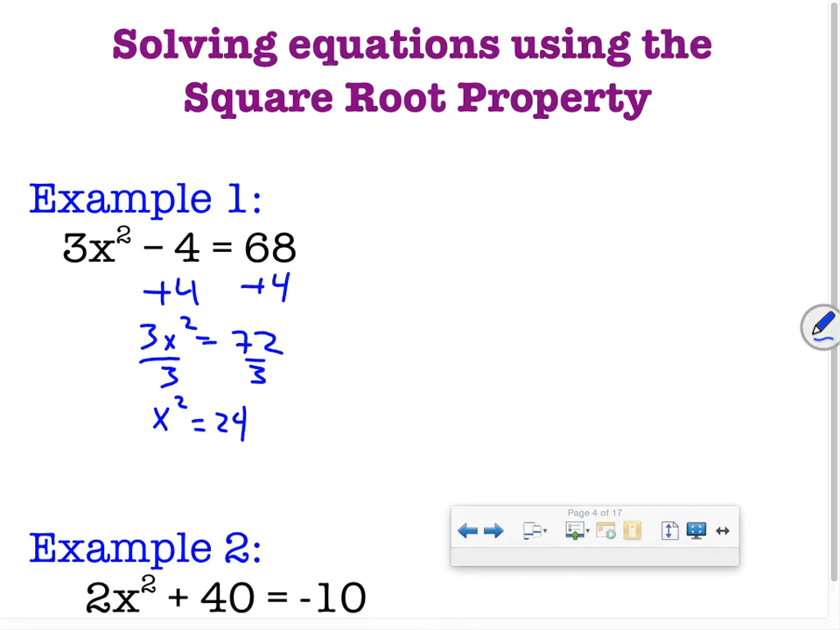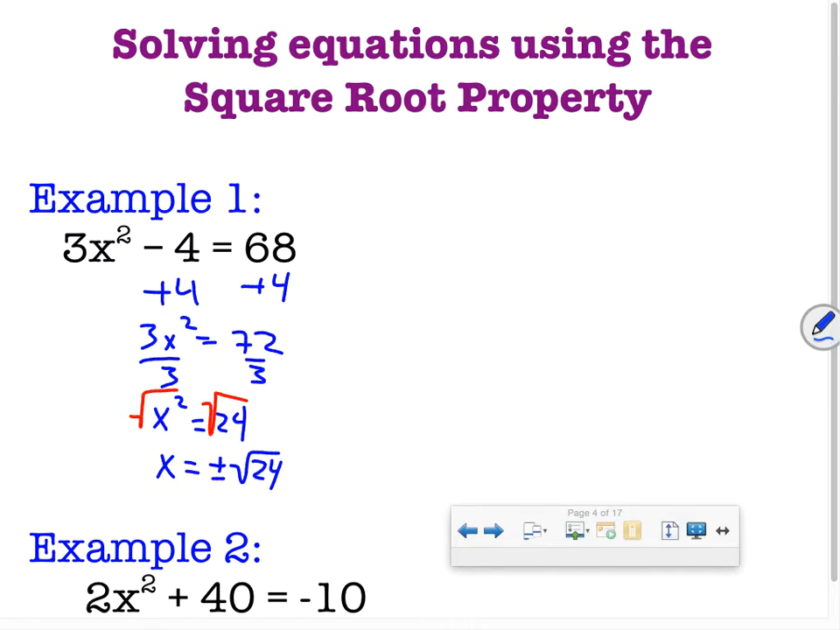Now we're ready for step 2 of solving using the square root property. You need to take the square root of both sides because we're not looking for x squared, we're looking for x. So we're going to take the square root. When you do that, you end up with x equals plus or minus the square root of 24. But the thing is that you can simplify the square root of 24 more.